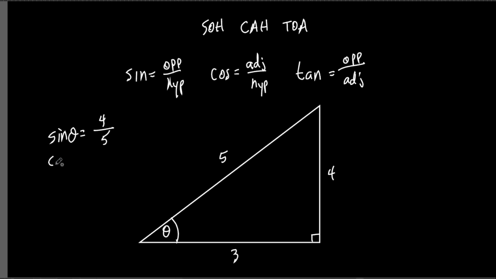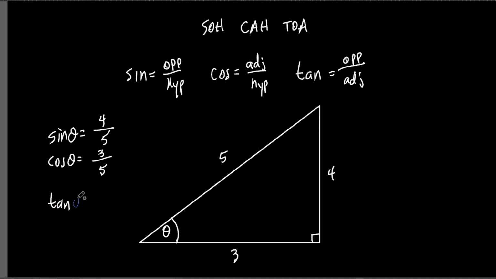Let's keep going. Let's do the cosine of the angle. The cosine is the adjacent over the hypotenuse. So this angle theta, which one is adjacent to this angle? Which one is next to, that's what adjacent means, angle theta? 3, okay? And that's over what? It's adjacent over hypotenuse. Which one is the hypotenuse? It's 5 again. So the cosine of the angle is 3 over 5.